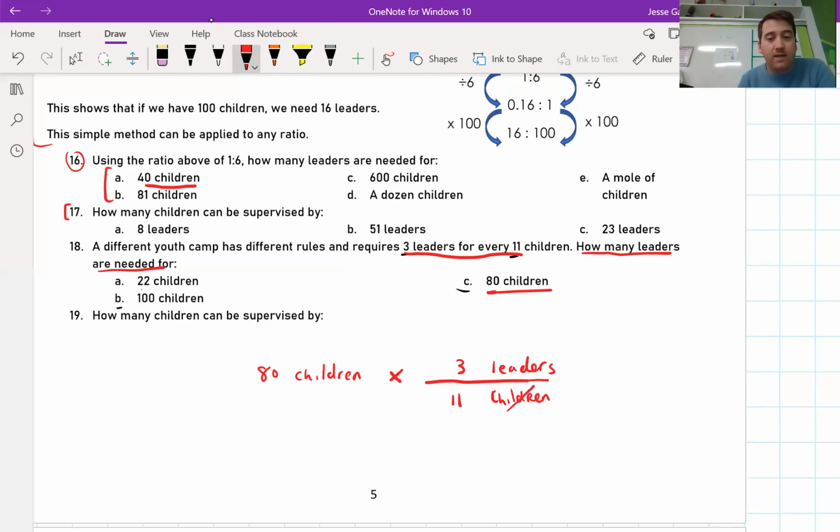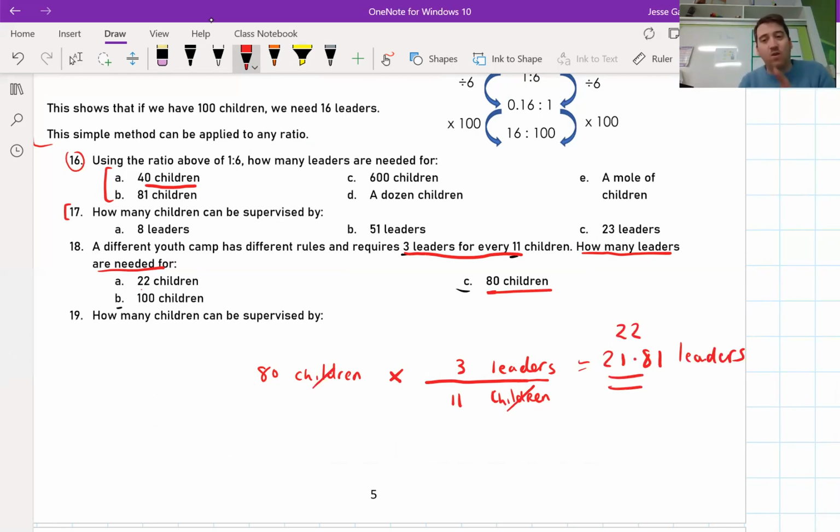So now children will cancel out and leave me with leaders. And I've got a sum to do, 80 times 3 over 11. We'll go ahead and do that. 80 times 3 over 11 equals 21.81 leaders. And of course, you're going to have to round that to 22 because you can't have 0.81 of a leader. But that should be the same answer you got when you used the ratio.